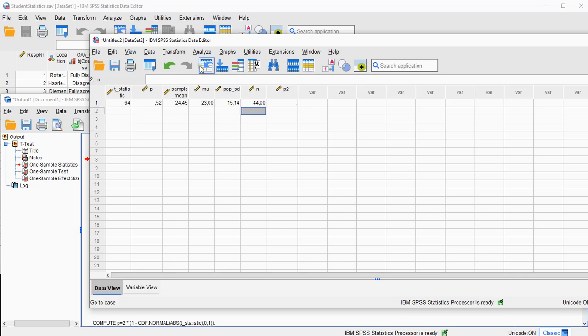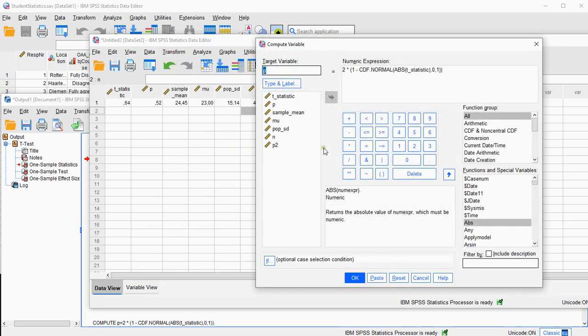Now it's a little bit more complicated with the Transform, Compute Variable, but it can still be done. What we need is 2 times 1 minus the normal, and we don't have a t statistic. What we do have is a difference between the sample mean minus the hypothesized mean. The mean is then 0 because it's about the difference between these two, and the standard deviation is now the standard error.